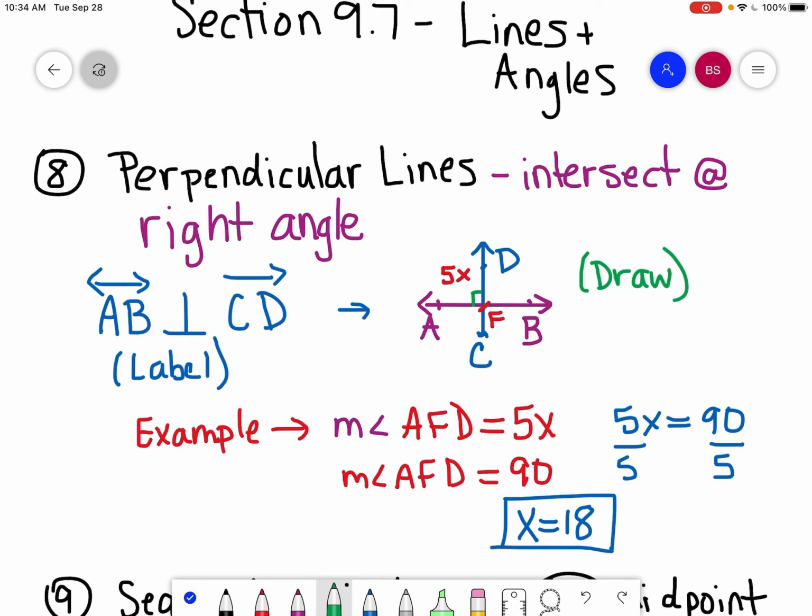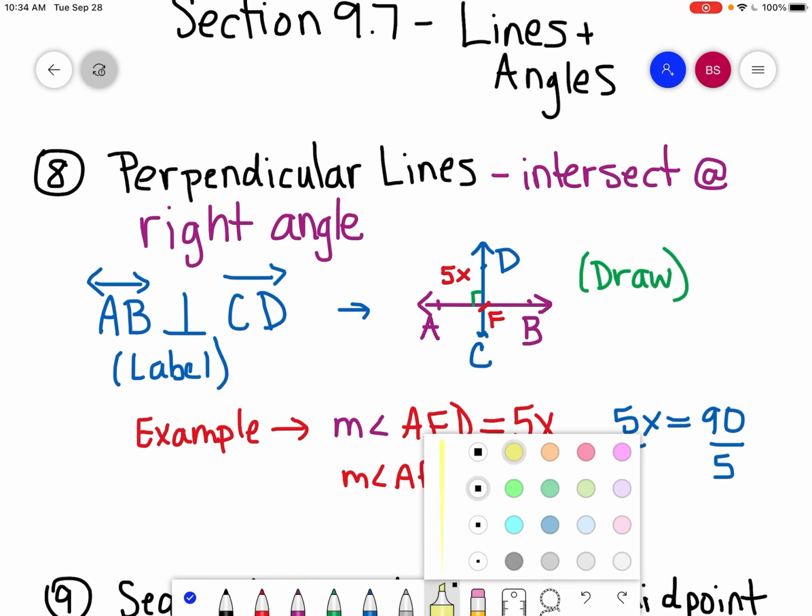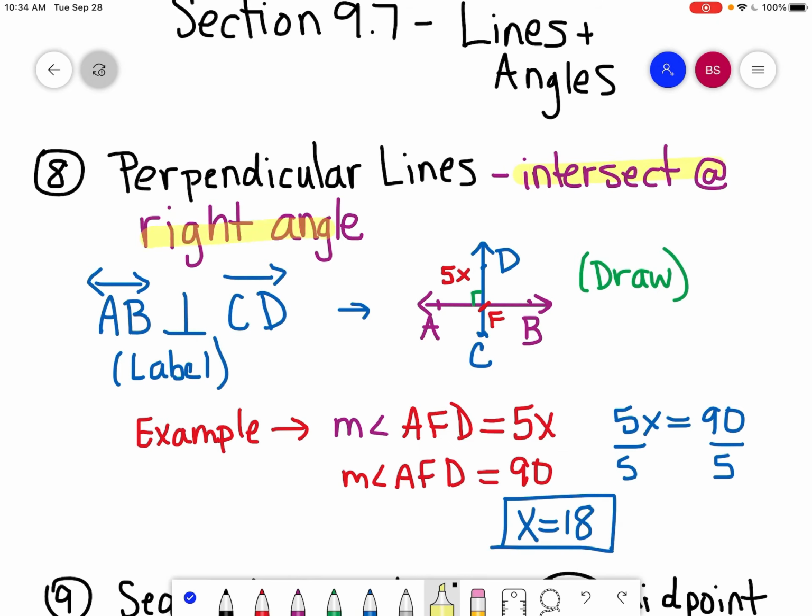All right, so there's all the different types of things that I can do with perpendicular lines. I can define it. Perpendicular lines intersect at a right angle. Let me highlight that. Okay, so here's the first thing. They intersect at a right angle. There's my definition. The second thing is I need to know how to label 2 lines that might be perpendicular. Third thing is I need to be able to draw those out and label the drawings properly. And then the last piece is doing an example.